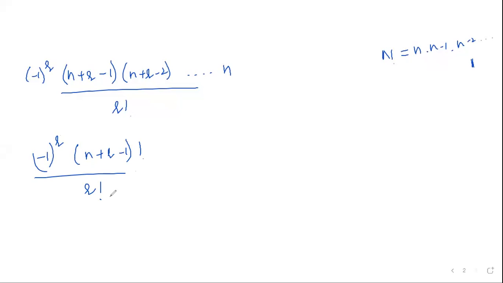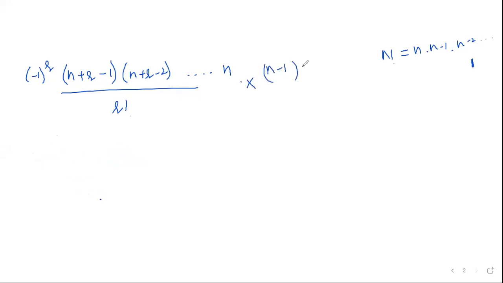Now we need to multiply here. If we have n, then we even need to have n minus 1 over here. Before this step actually, we need to multiply the numerator and denominator with n minus 1 factorial.